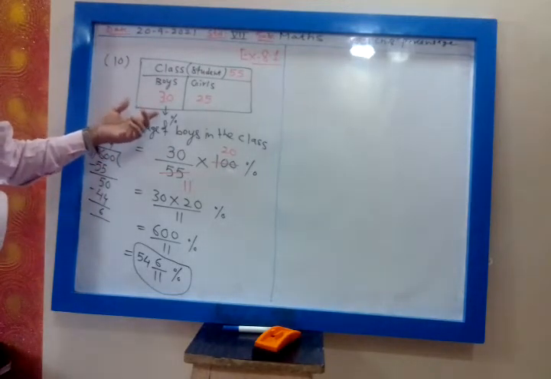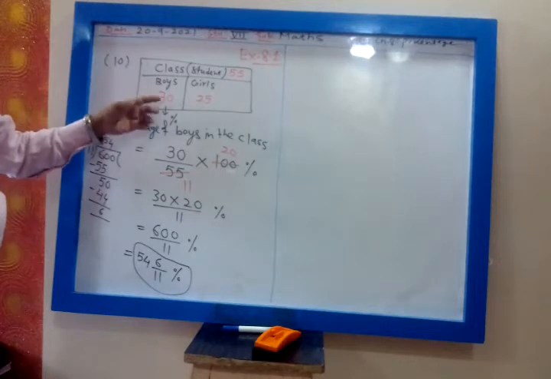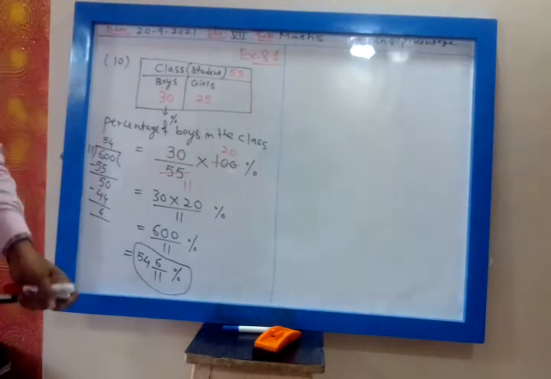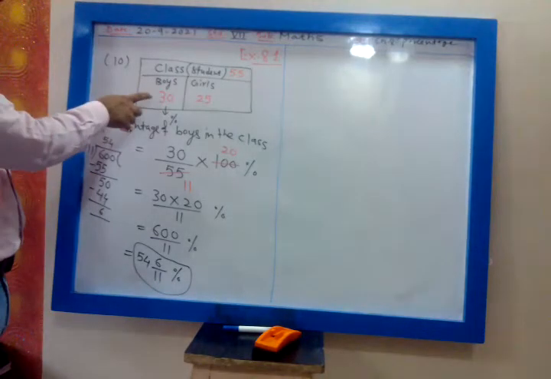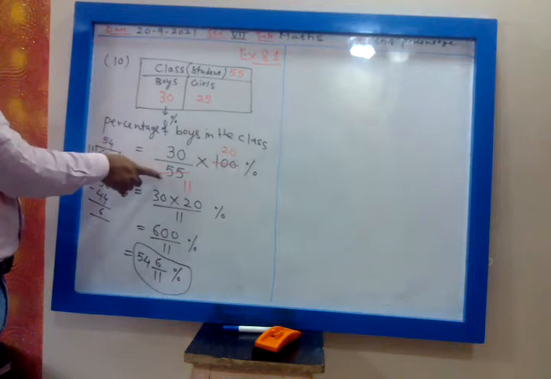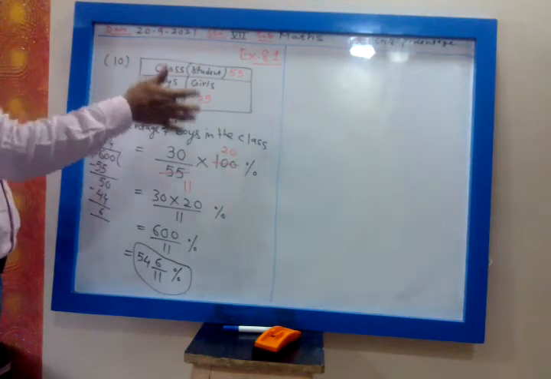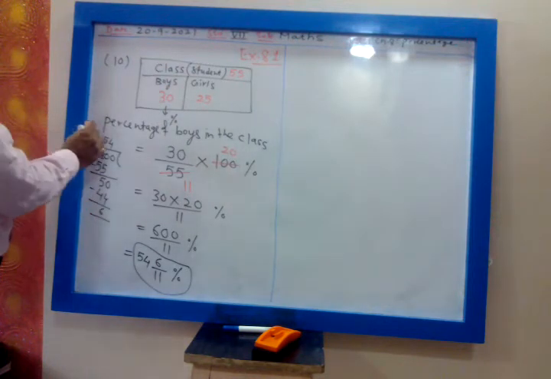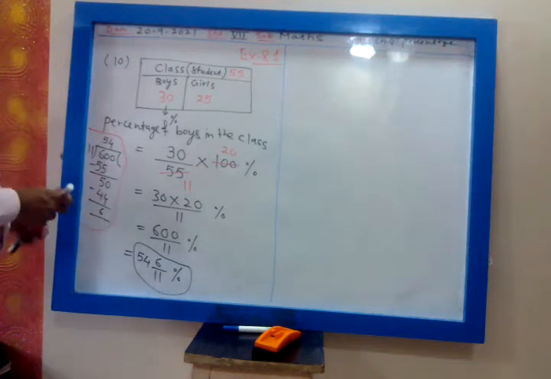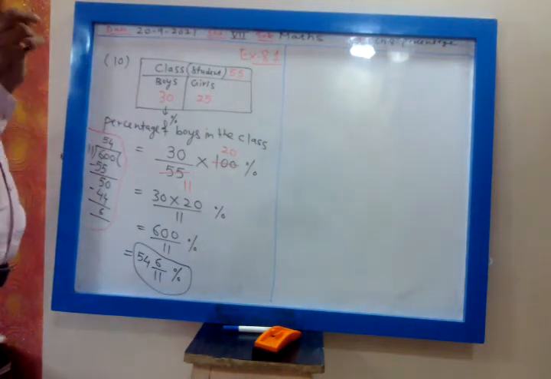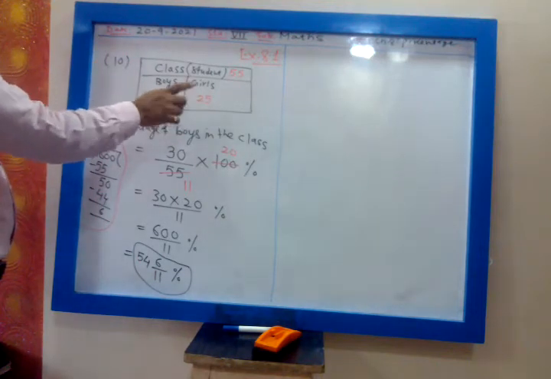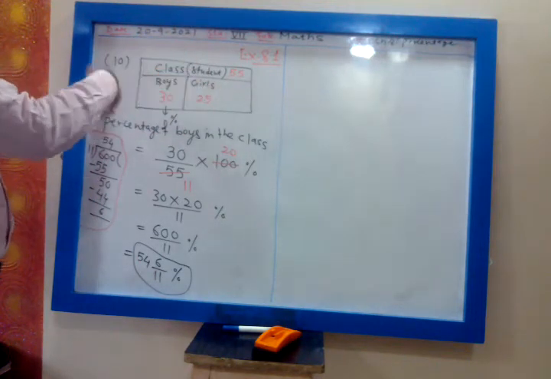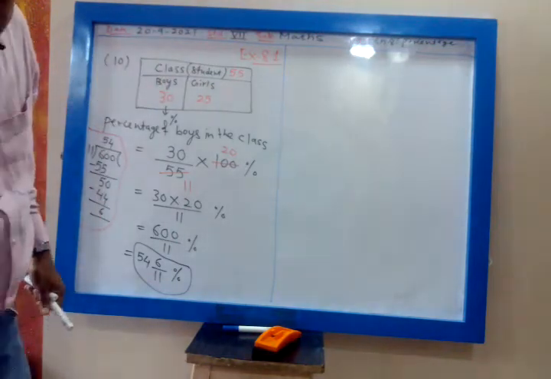You are given the number of boys, 30, out of 55 students. So to find the percentage of boys, number of boys upon total number of students multiplied by 100%. Similarly, for percentage of girls, number of girls divided by total number of students multiplied by 100%.